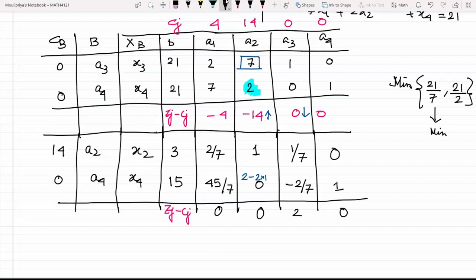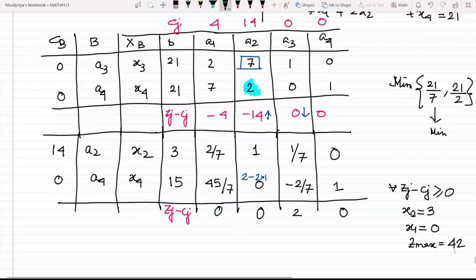So have we reached the condition for optimality? For all Zj minus Cj, it is greater than equal to 0. So we have reached the condition for optimality. The solution is optimal. And what do we have? We have x2 equal to 3. X1 is not present in the basis, so it's equal to 0. And what is Z max? Z max would be 42, right? Z max is 42.